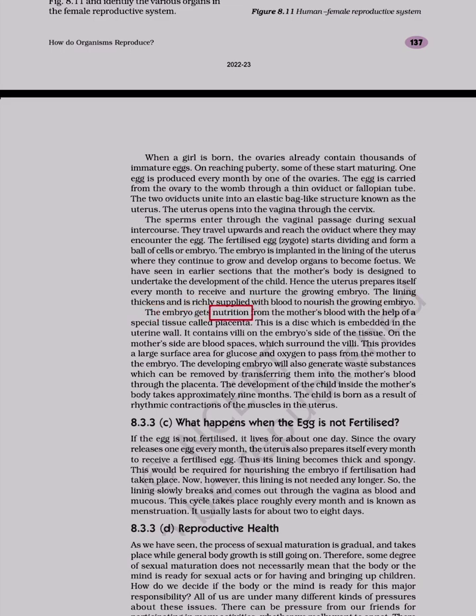The embryo gets nutrition from the mother's blood with the help of a special tissue called placenta. This is a disc which is embedded in the uterine wall. It contains villi on the embryo's side of the tissue. On the mother's side are blood spaces, which surround the villi. This provides a large surface area for glucose and oxygen to pass from the mother to the embryo.